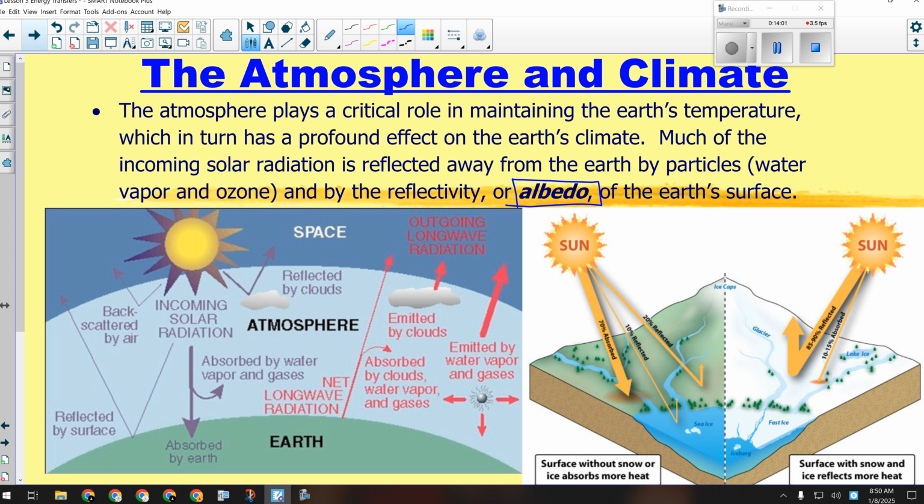Albedo. Very, very important term. Albedo is a term that describes how reflective a certain object or area is. The higher the albedo, the more reflective that surface is. The lower the albedo, the more absorptive that area is.